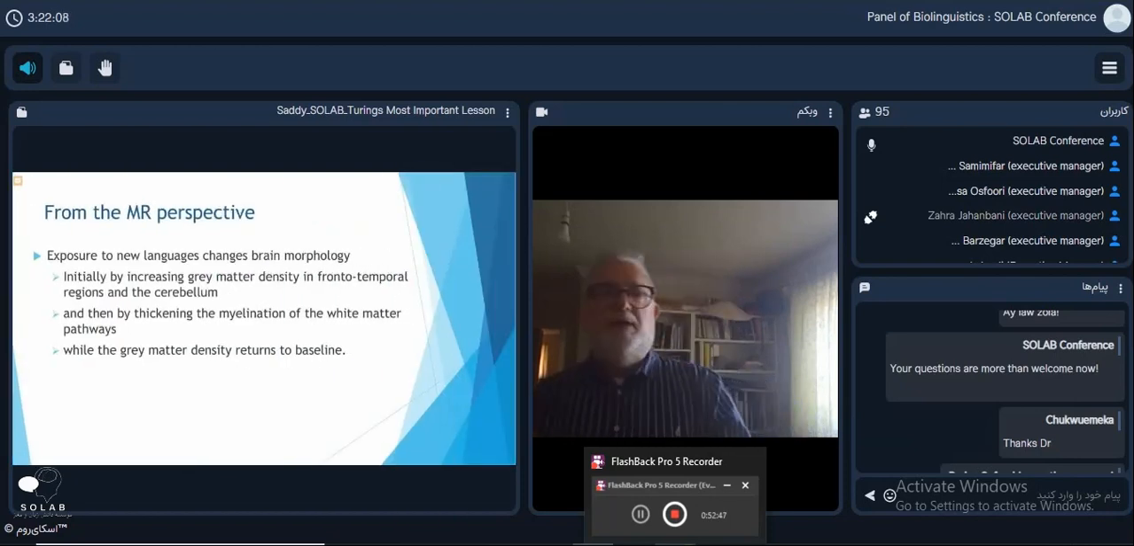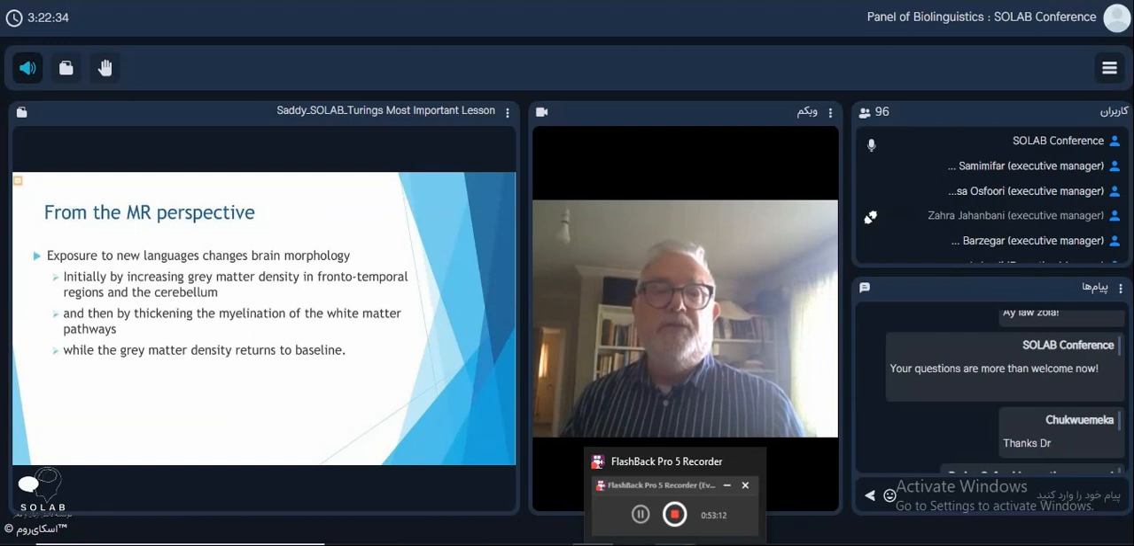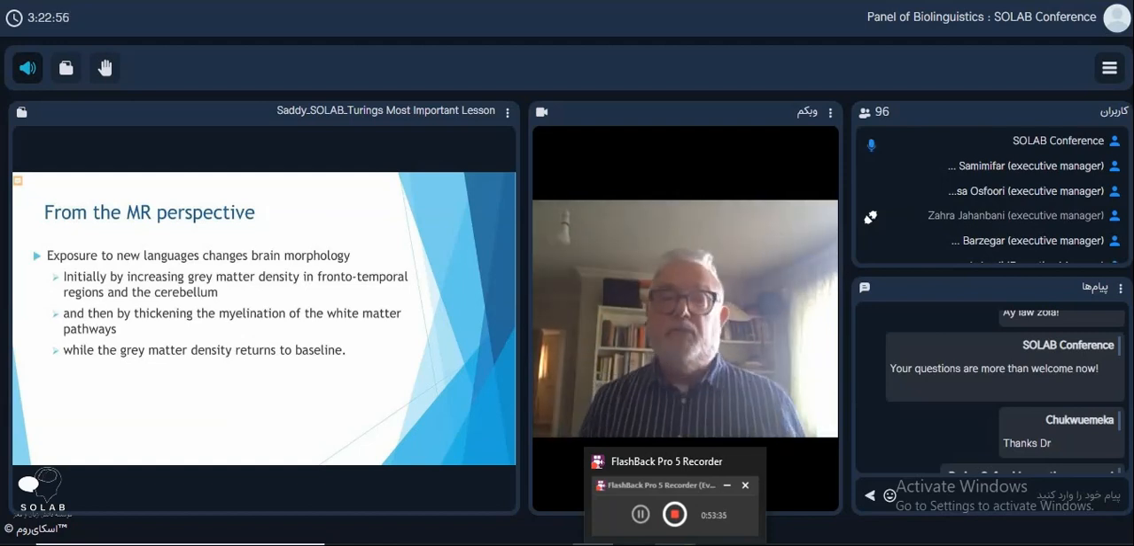Moving away from pathologies, if we consider MR research that's looked at language acquisition and bilingualism, we see that exposure to new languages actually materially changes brain morphology. Initially, as you acquire a new language, we get increased gray matter density, basically in frontotemporal regions and also in the cerebellum. This is then followed by strengthening or thickening of the myelination and the white matter pathways in the brain, so deep structures in the brain. And ultimately, the gray matter density actually returns to its baseline level. So it's not simply that you grow extra cortex to handle some more language. You actually restructure the brain in fundamental ways, and the density issue is actually transient.